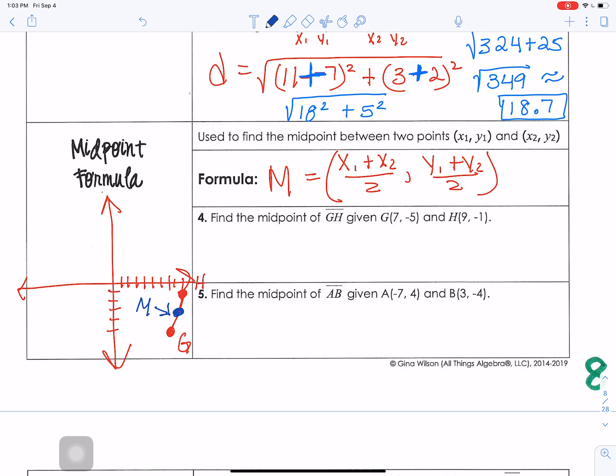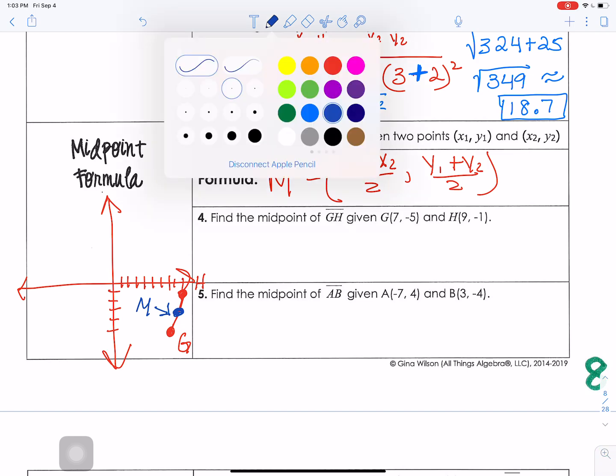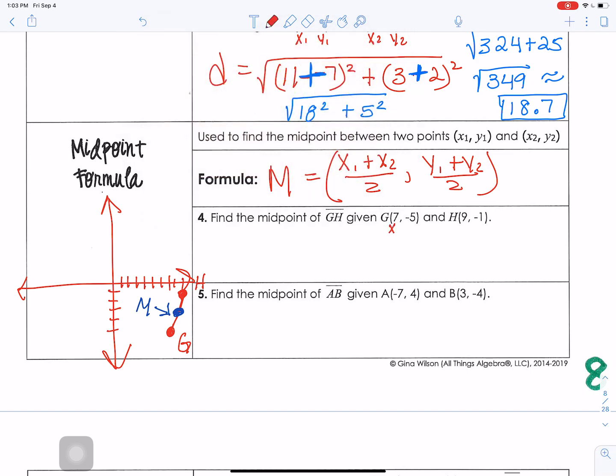What point is that? So we're going to do the same thing as what we did with the distance formula, and that is we're going to assign x1, y1, x2, and y2. We're going to go ahead and assign those. So we're finding the midpoint. We're going to plug in. Now it's x1 plus x2. So here's our x1 plus our x2. So 7 plus 9 divided by 2. And then y1 plus y2. So negative 5 plus negative 1, all divided by 2.